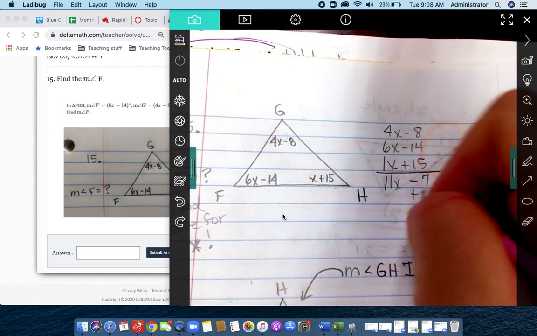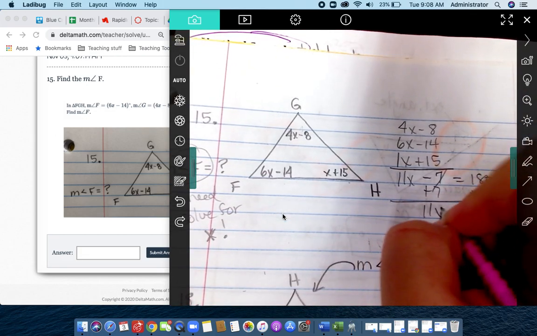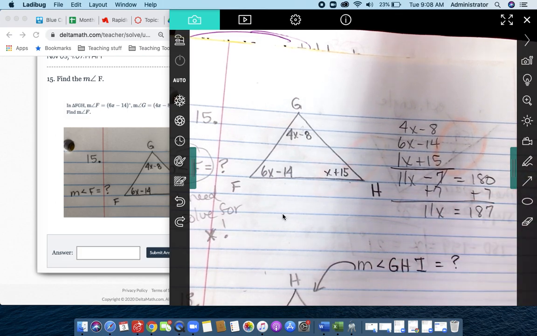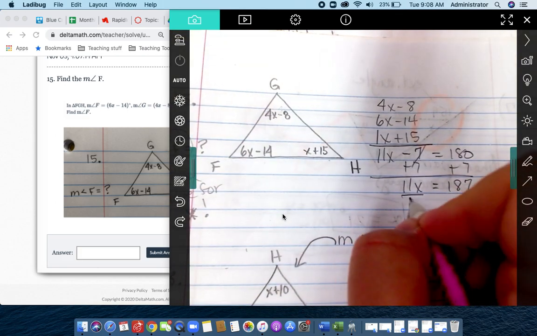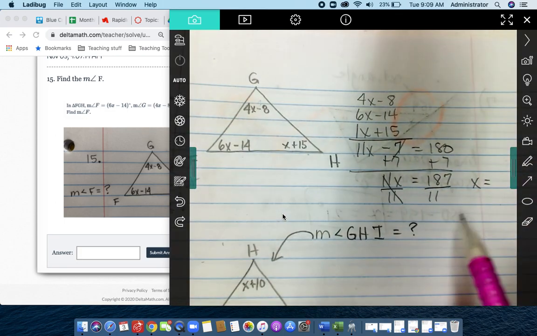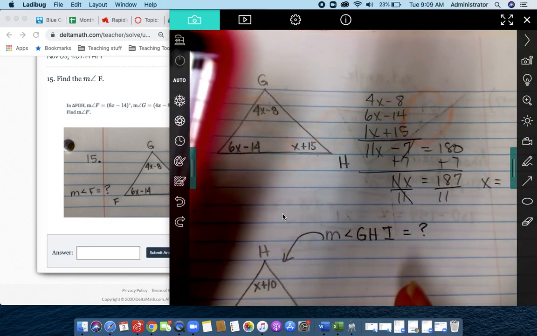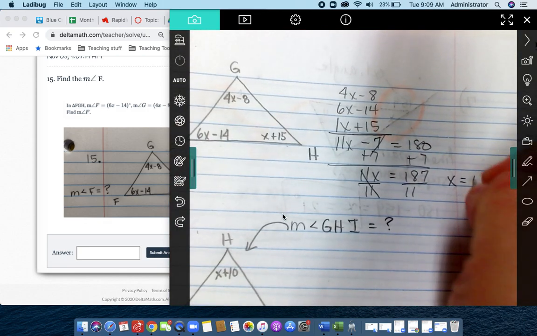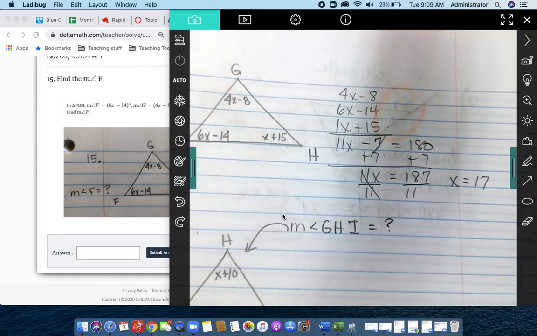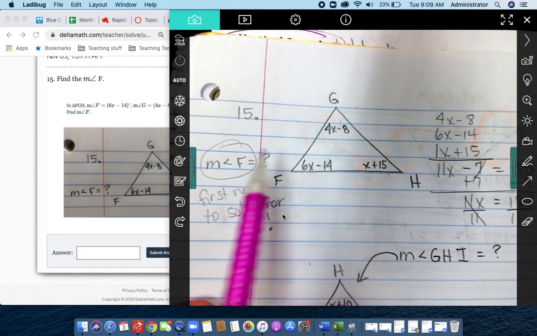So I'm going to next add 7 to both sides. And I'll get 11x equals 187. Then divide both sides by 11. And then in your calculator, if you type in 187 divided by 11, you get 17. Now be careful. The question does not ask for the measure of, or the value of x. It asks for the measure of f.